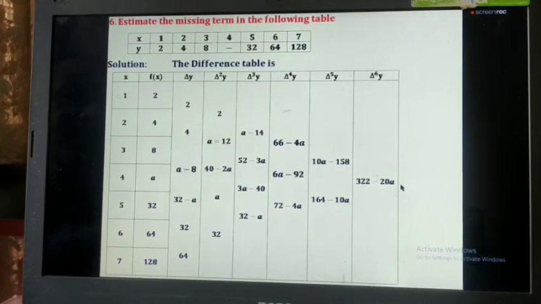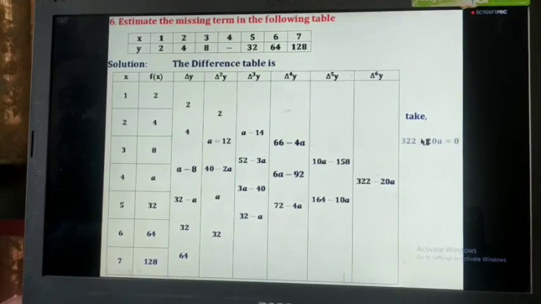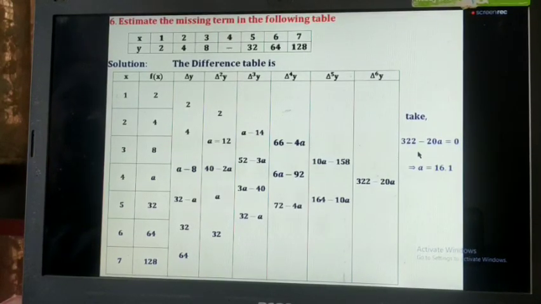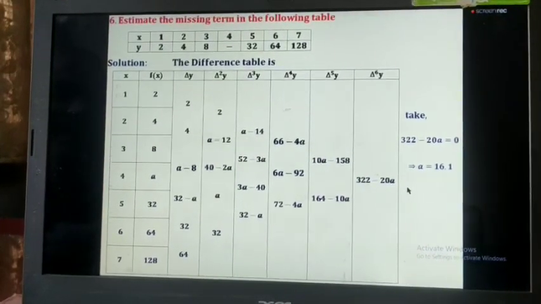This can be taken as 0. We get the value of a: 322 minus 20a equal to 0, or 20a equal to 322, so a equal to 322 divided by 20, which gives 16.1 approximately. So we can enter it as 16 also, nothing wrong.